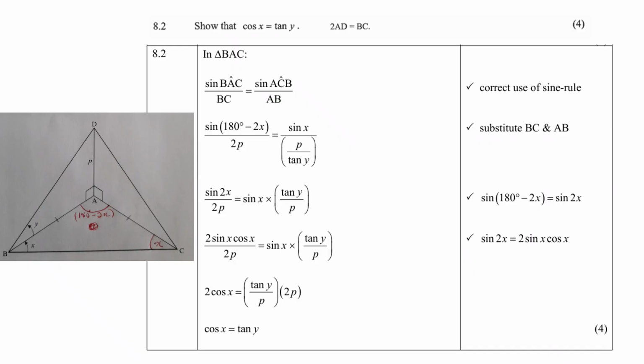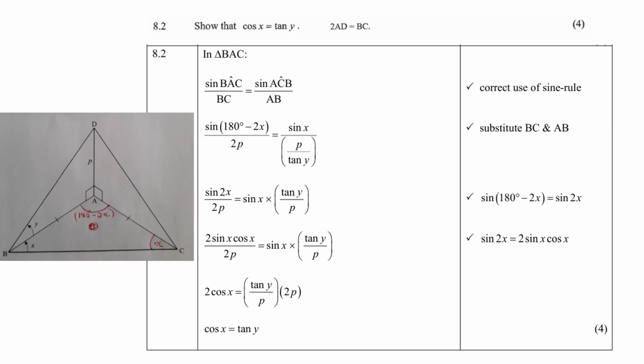If you use the sine rule, then the sine of angle BAC over BC is equal to the sine of angle ACB over AB. Angle BAC, we already said, is 180 minus 2x. So therefore, sine of 180 minus 2x over BC, which we already concluded is twice p, because remember, twice AD is BC. And then angle ACB is x, sine of x, over AB, which we already found previously as p over tan y.